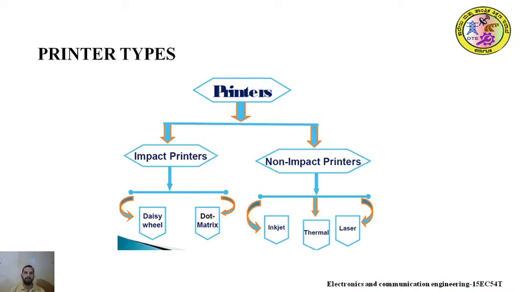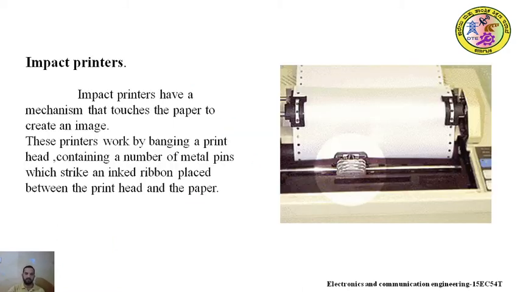Now we will see types of printers. Printers are mainly classified into impact printers and non-impact printers. Under impact printers we have daisy wheel and dot matrix printers. Under non-impact printers we have inkjet printers, thermal printers, and laser printers. Now we will discuss what we mean by impact and non-impact printers.